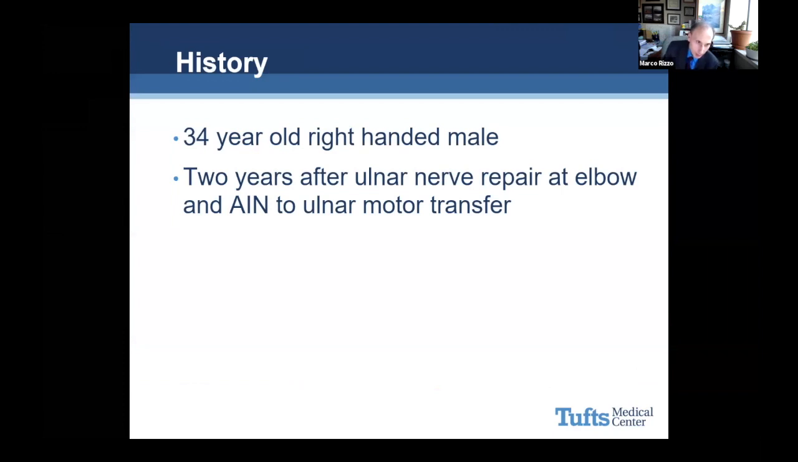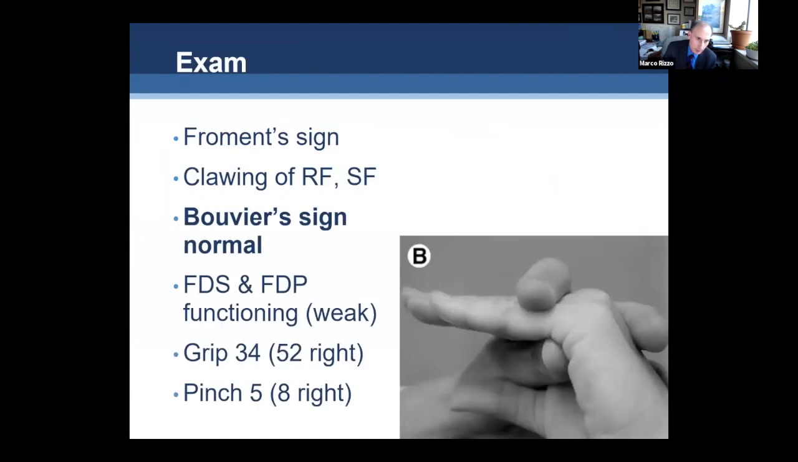This is a case example of a 34-year-old right-hand dominant male. It was a couple of years after an ulnar nerve repair at the elbow and supercharging, which I think Chuck's going to talk a little bit about later.